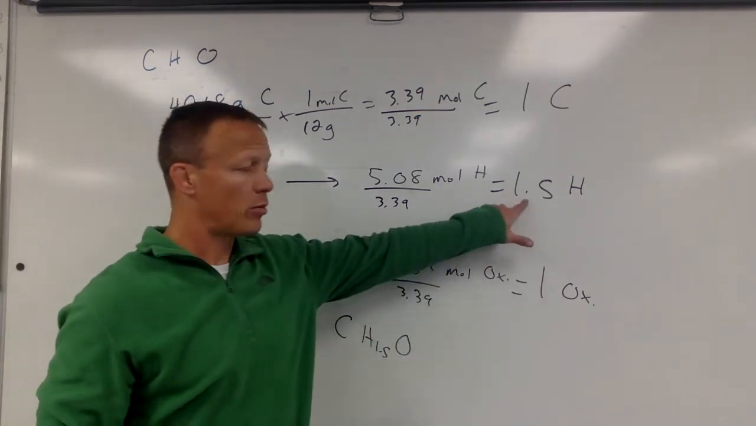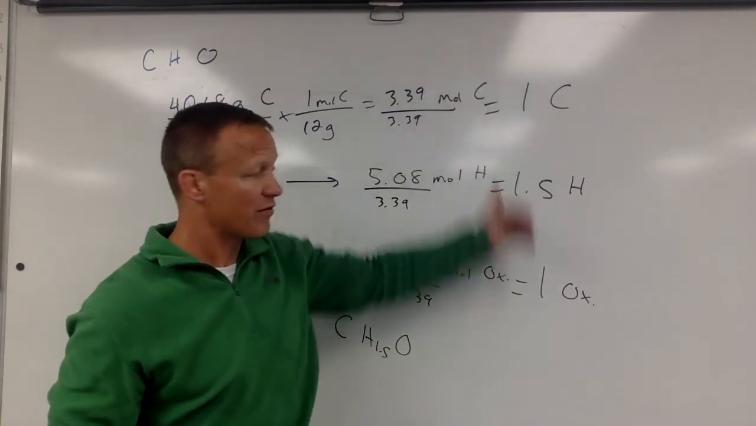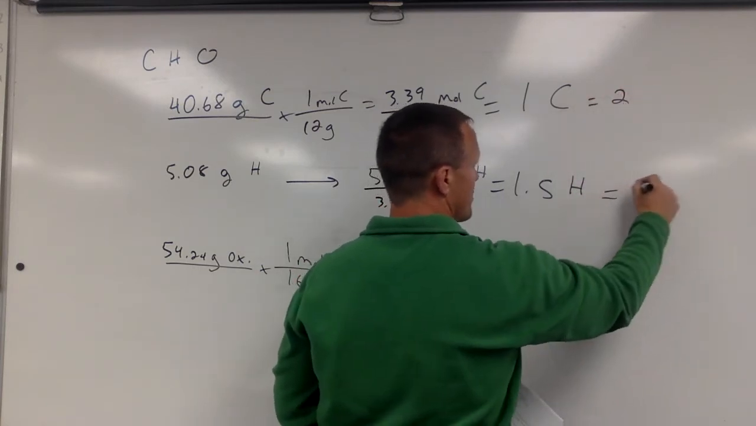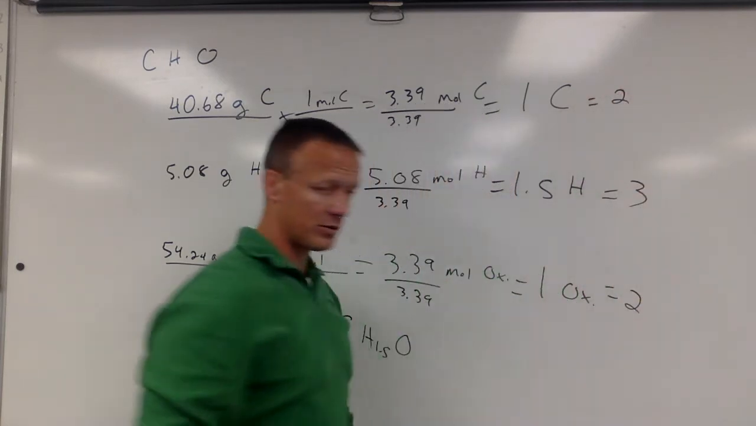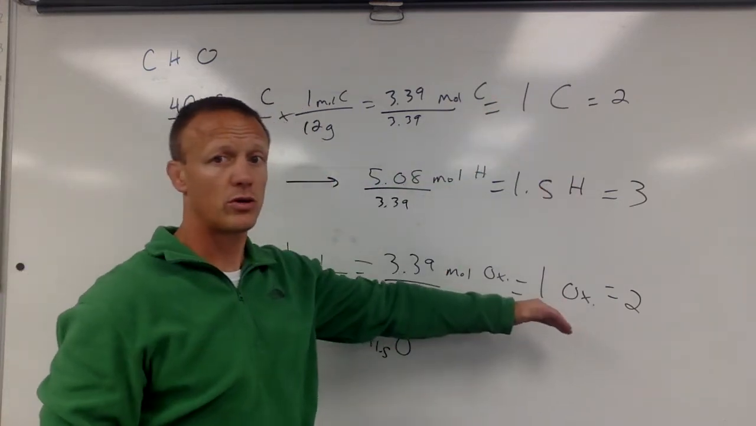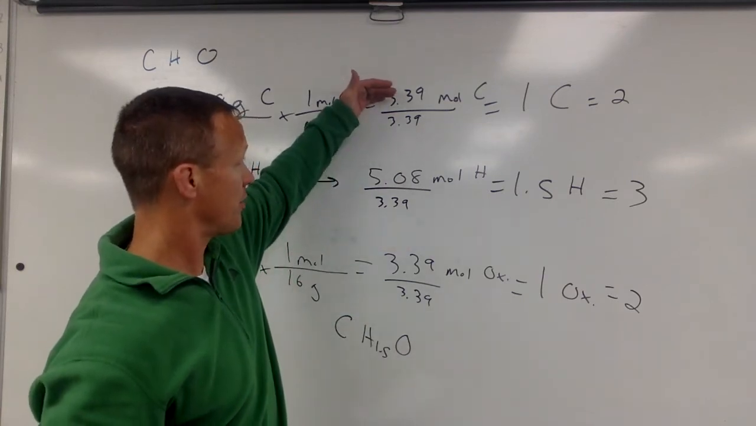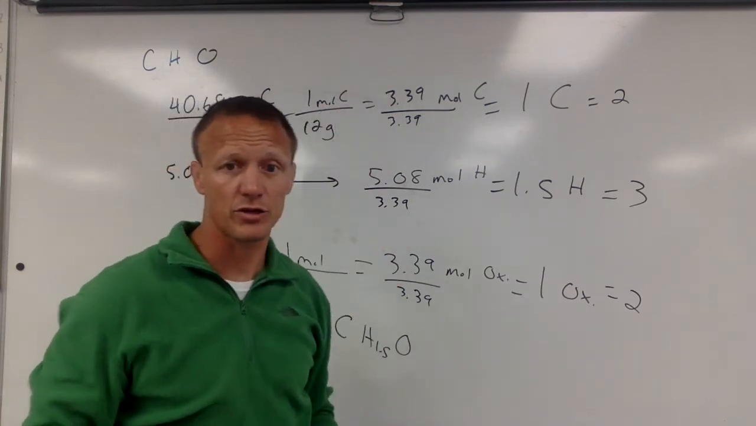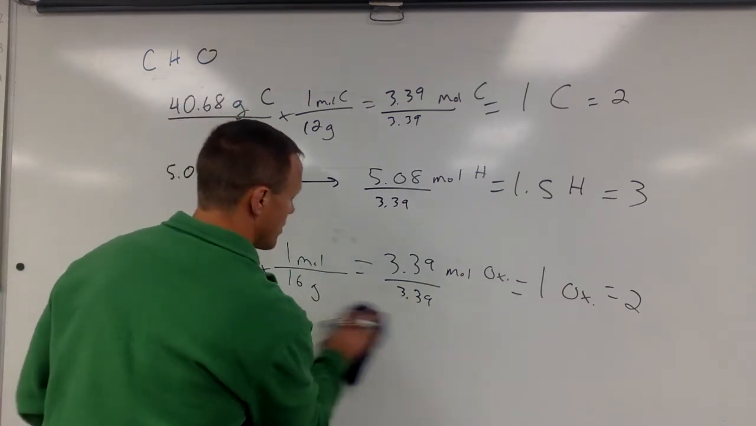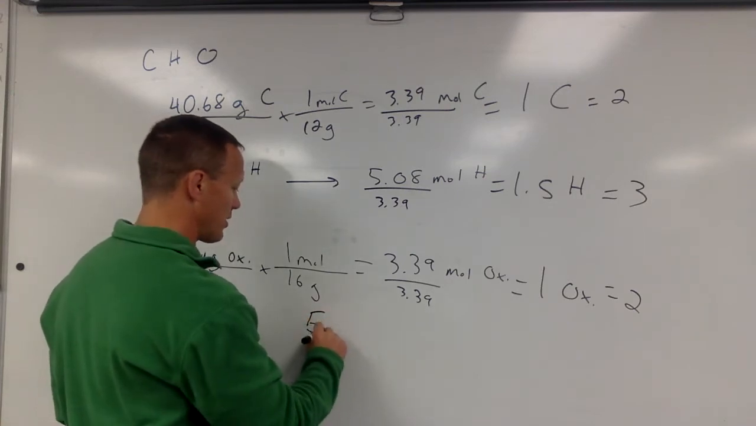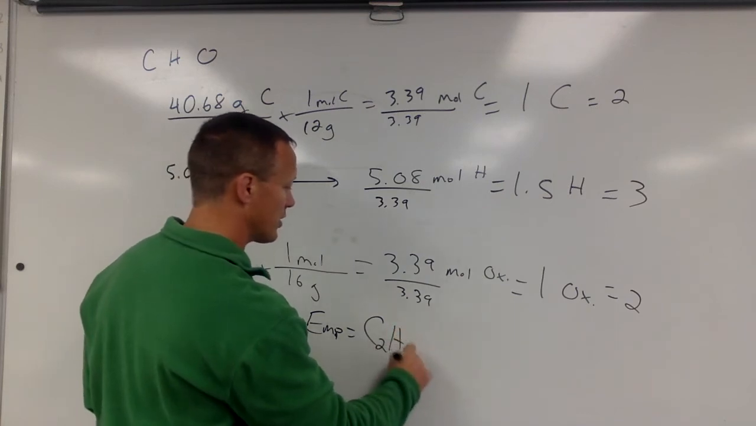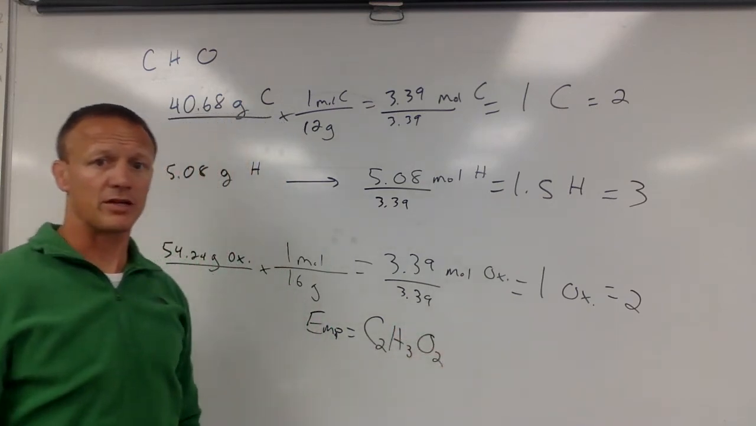Well, if I double that, it turns into 3. So I'm going to double everything, multiply all of them by 2. That means this becomes a 2, this becomes a 3, and that becomes a 2. So this is a 2 to 3 to 2 ratio. 3.39 to 5.08 to 3.39 is the same thing as 2 to 3 to 2. So our empirical formula, most reduced formula, is C2H3O2. That is our empirical.